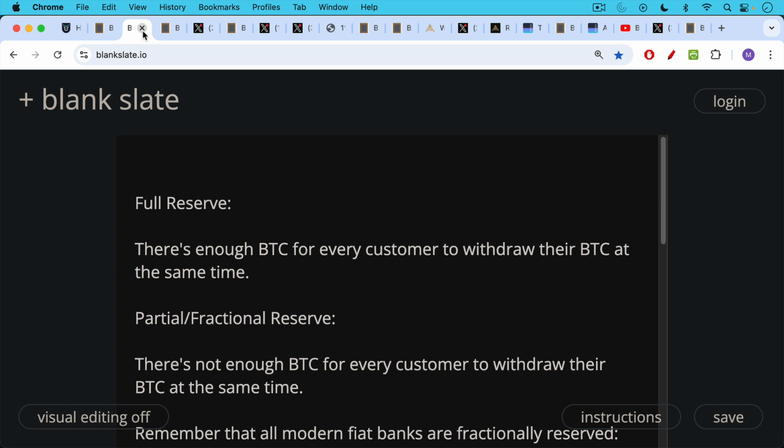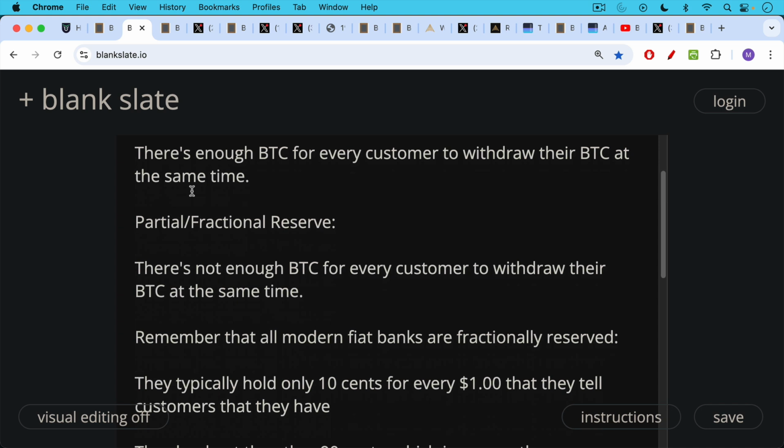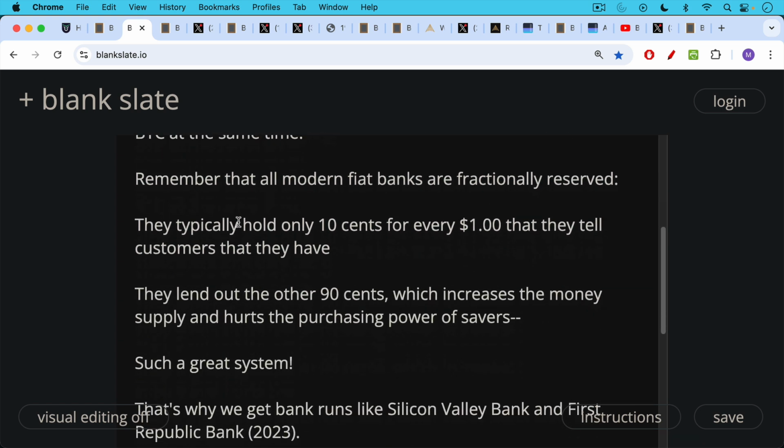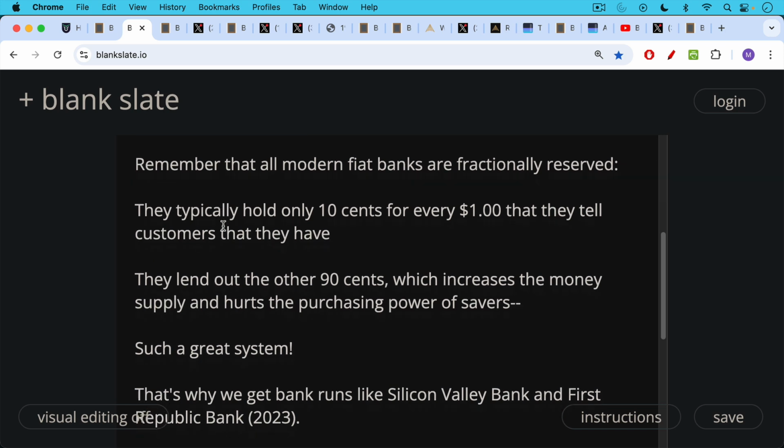Full reserve means that there's enough Bitcoin for every customer to withdraw their Bitcoin at the same time. Partially or fractionally reserved means there's not enough Bitcoin for every customer to withdraw their Bitcoin at the same time. Remember that all modern fiat banks are fractionally reserved by design. They typically hold only 10 cents for every dollar that they tell customers that they have, and then they lend out the other 90 cents, which increases the money supply and hurts the purchasing power of savers who are saving money with that bank. Such a great system.